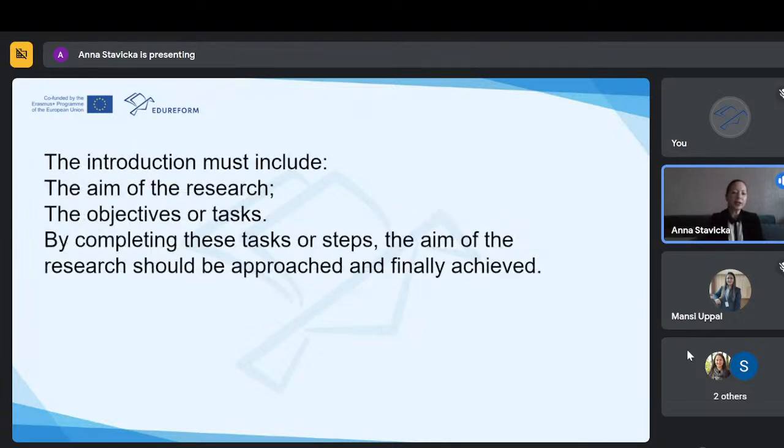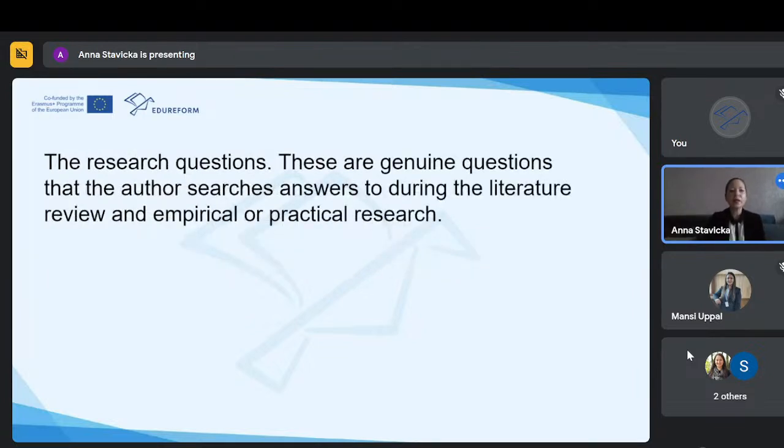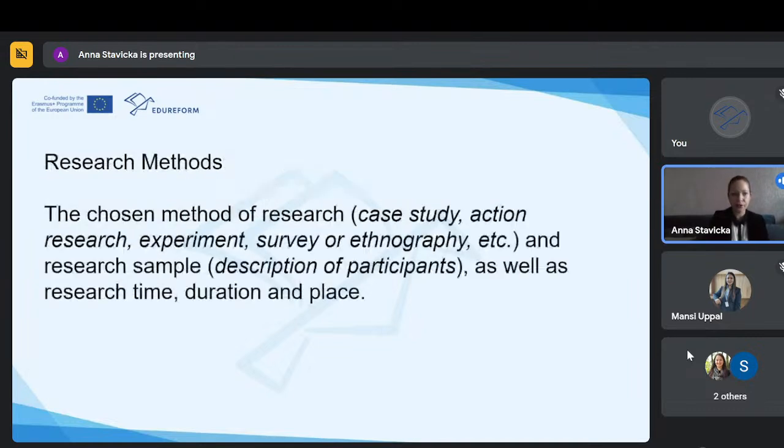So the introduction must include the categories: the aim of the research, the objectives or the tasks, and by completing these small tasks or steps, the aim of the research should be approached and finally achieved. The research questions should be genuine, and the author searches for answers to them during the literature review and empirical or practical research.